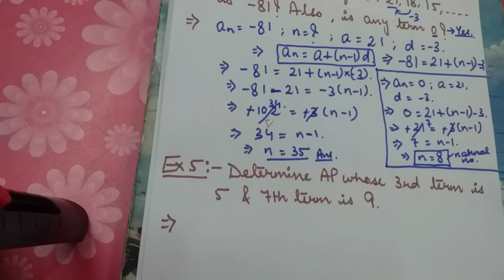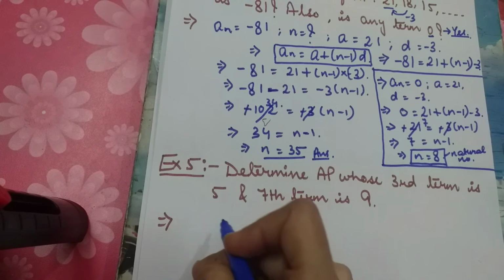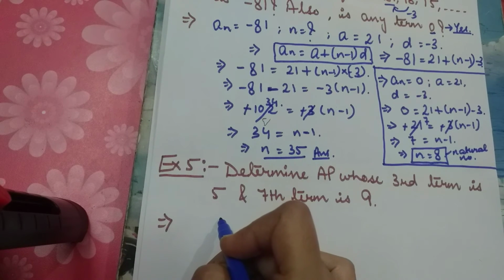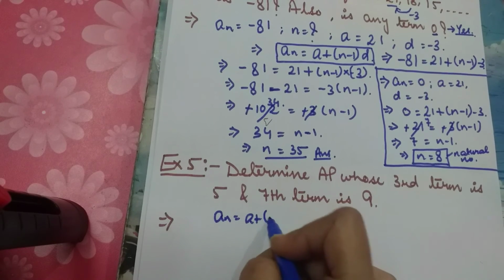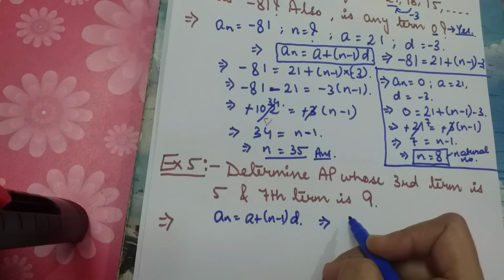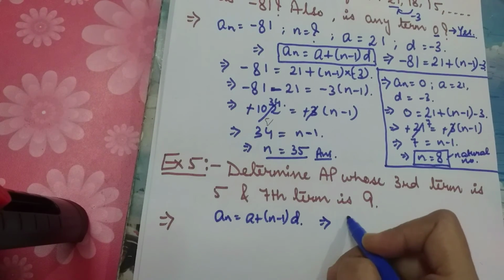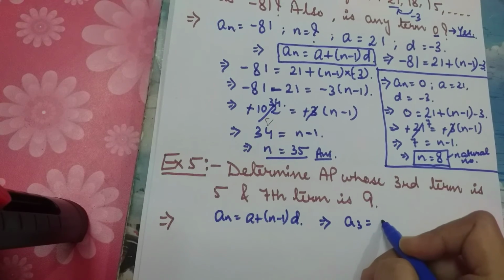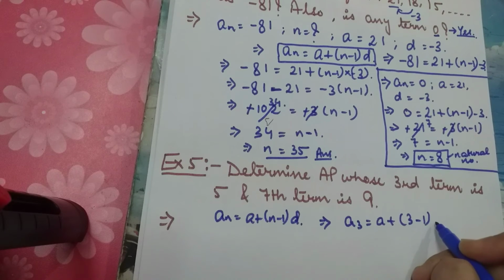Okay, we have to determine the AP whose third term is 5 and seventh term is 9. Since the general form of AP is given by the formula, nth term of AP is a plus n minus 1 into d. Here it is asking to determine the AP whose third term is 5, that means a3 is given. a3 is a plus, value of n is 3 minus 1, and d you don't know.